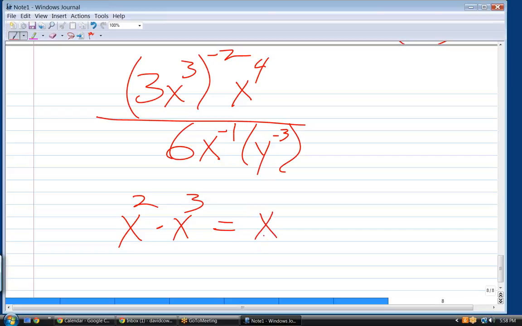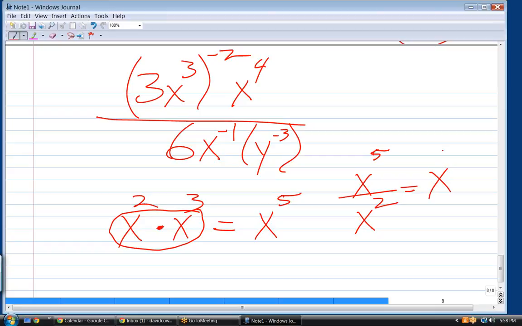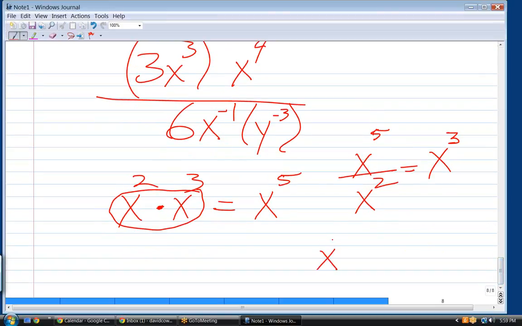When you're multiplying same base, different exponents, you add the exponents. When you are dividing same base, different exponents, what do you think you do with the exponents? Subtract them. And the only other thing you can do is what I call double exponentiation, which is x squared, if I take that whole thing to the third, what is that? X to the 6th. Yeah, those are the only 3 rules you need.